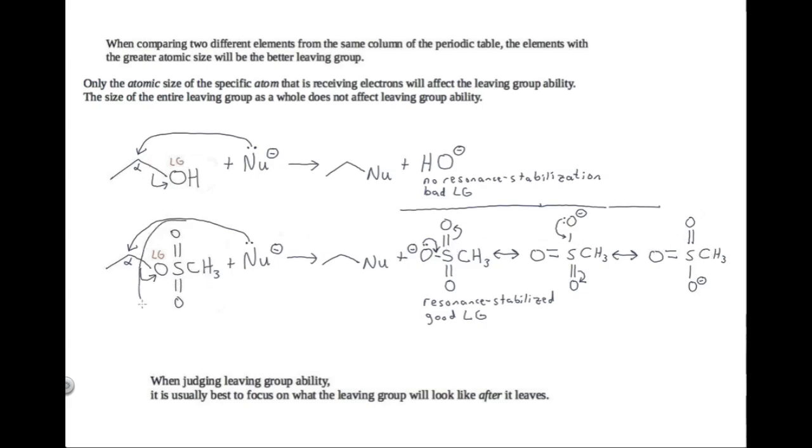Again, it's not because it's a big group. The size of the entire leaving group as a whole isn't really significant. Only the atomic size of the specific atom that receives electrons affects leaving group ability, and that's a criterion that's not relevant for this example, because in both cases we have the same atom receiving electrons, oxygen. Notice this is another example of the idea that when judging leaving group ability, it's usually best to focus on what the leaving group will look like after it leaves.